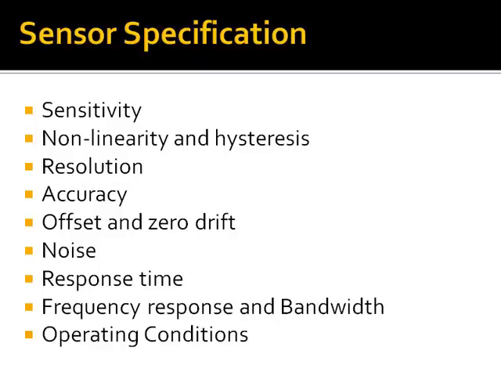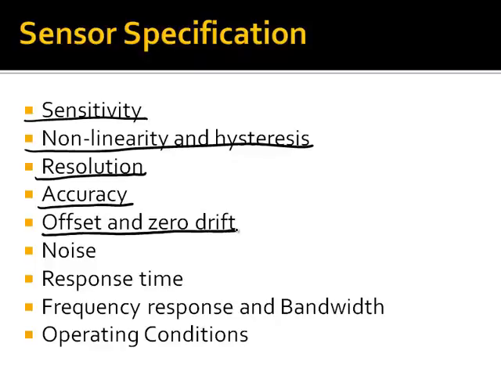There are a couple of these that we're going to focus in on most in this video. Here, we're going to focus most on sensitivity, nonlinearity, and hysteresis. Those are two types of sensor errors. Resolution, accuracy, and offset and zero drift.